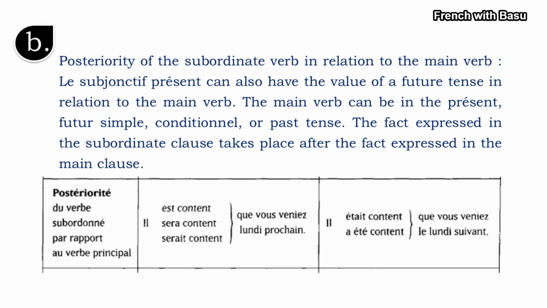Postériorité du verbe subordonné par rapport au verbe principal. Posteriority of the subordinate verb in relation to the main verb. Le subjonctif présent can also have the value of a future tense in relation to the main verb. The main verb can be in the present, future simple, conditional or past tense. The fact expressed in the subordinate clause takes place after the fact expressed in the main clause.